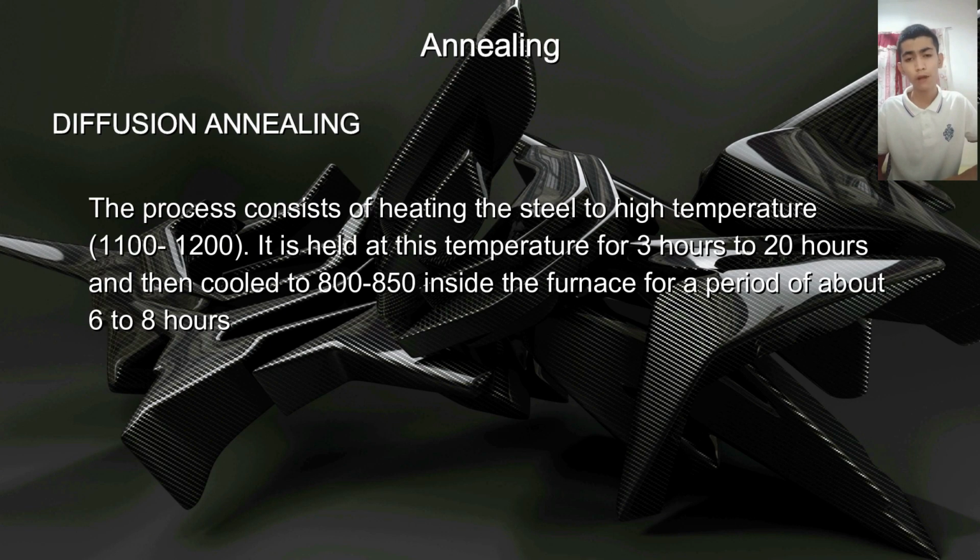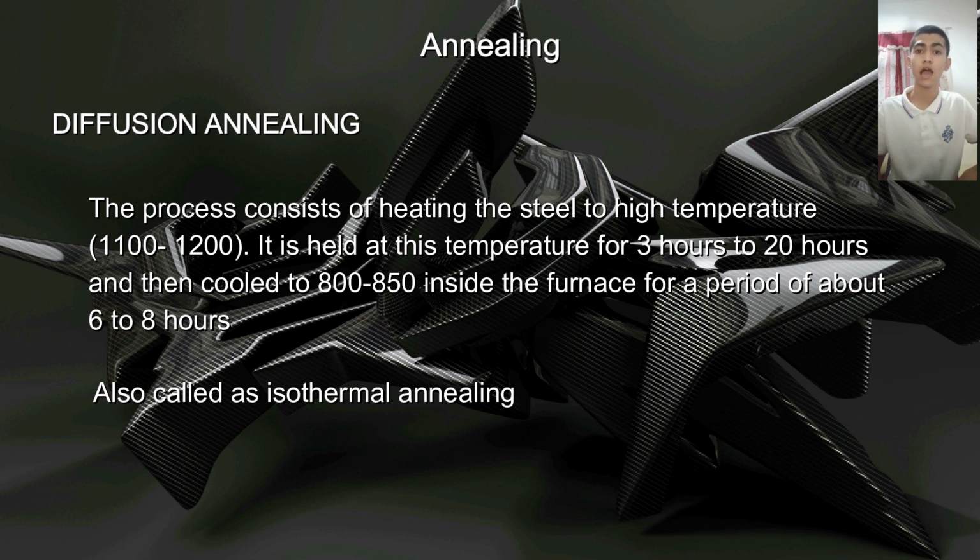Annealing. The process consists of heating the steel to the high temperature of 1100 to 1200. It is held at the temperature for 3 hours to 20 hours, and then cooled to 800 to 850 inside the furnace for a period of 6 to 8 hours. It's further cooled in the air to room temperature. It is called isothermal annealing.